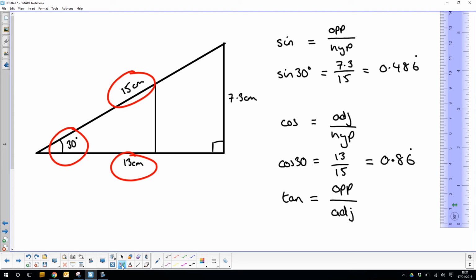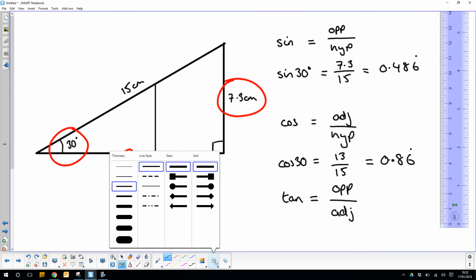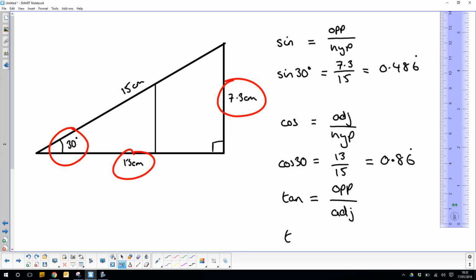And finally tan, which is opposite over adjacent. Let's just make sure again, it's no longer that one, it is opposite and adjacent. It's the hypotenuse we don't need anymore. So the opposite and the adjacent, which is tan 30, is opposite 7.3 divided by 13. Let's have a look at what we get for that. That is 0.5614.